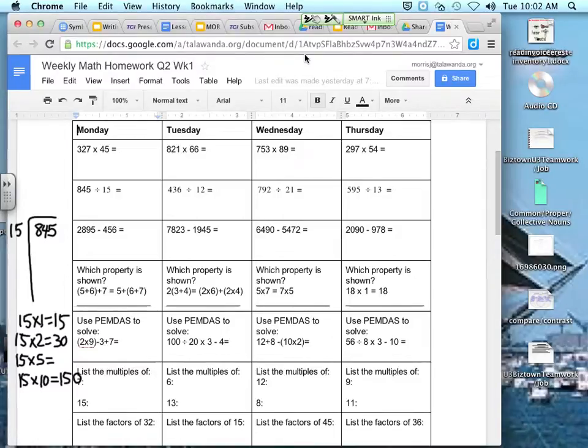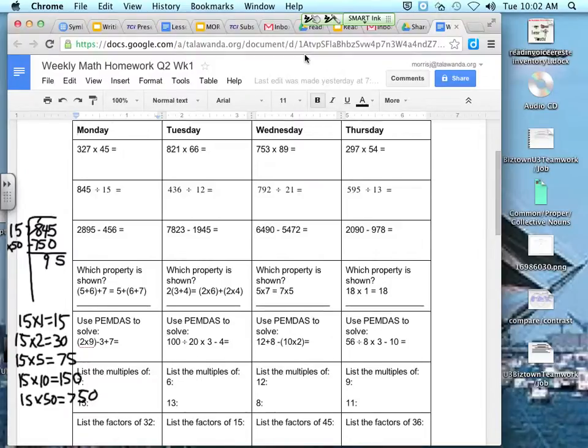Now we can do 5 groups, which is half of 10 groups, which is 75. And now let's try to do 15 times 50 groups. Well, if I know that 15 times 5 is 75, 15 times 50 would be what, Tim? 750. So let's start with 50 groups, which is 750. When I subtract, 5 minus 0 is 5, 14 minus 5 is 9, and 7 minus 7 is 0.